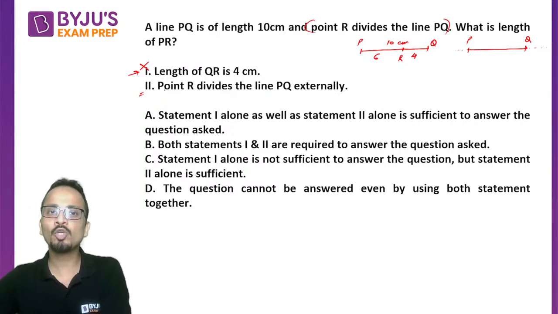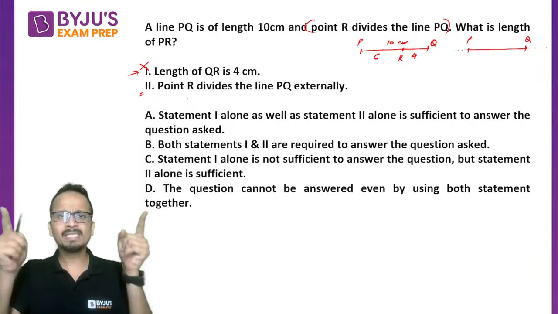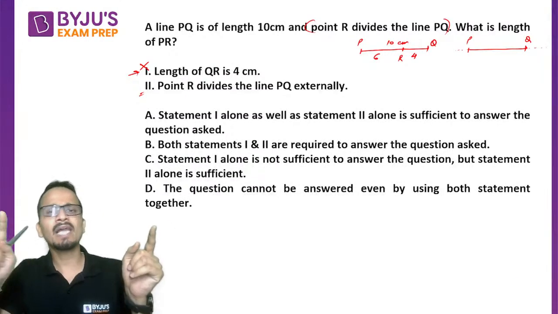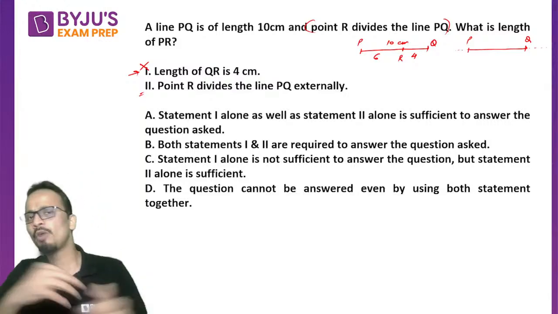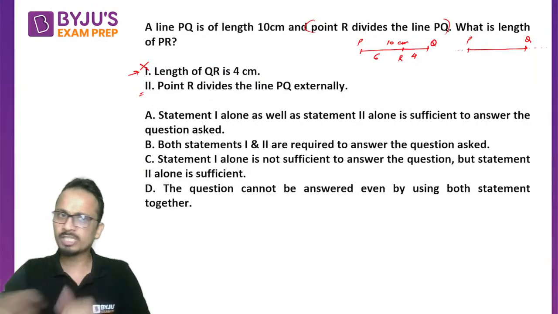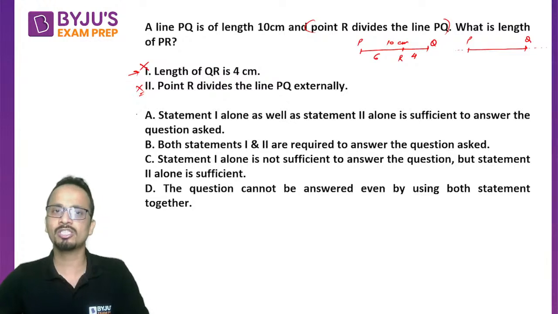Now using statement 2 alone, the line is 10 centimeters and R divides the line PQ externally, but it does not tell us the distance of R from either P or Q. So statement 2 alone is also not sufficient.